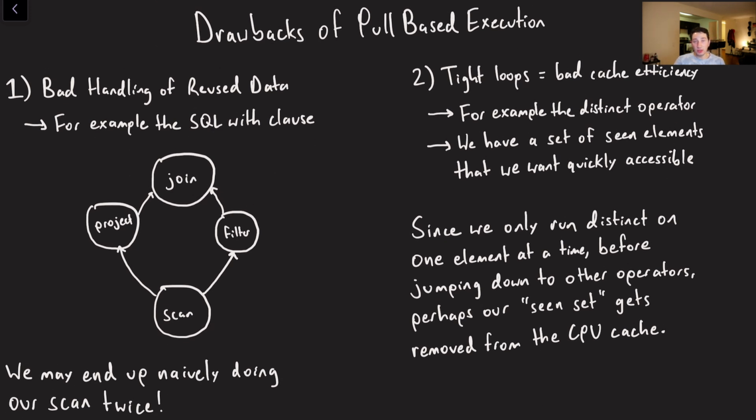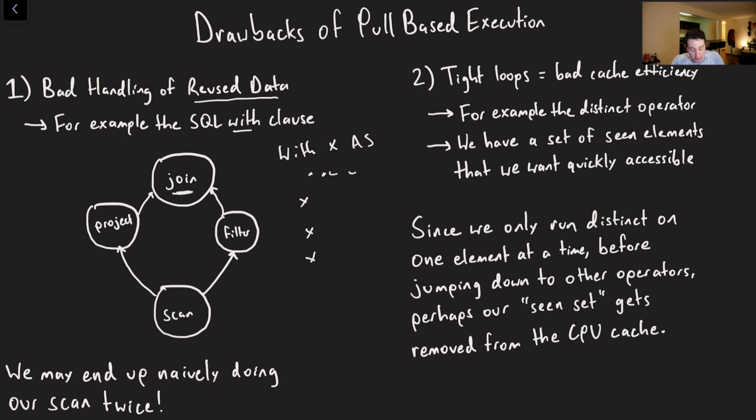So what are the drawbacks of pull-based execution such that we deviate from it here? Well, number one, we've got bad handling of reused data. So in SQL, you can have a with clause, right? So, with x as some sort of SQL query, and then you reuse x in multiple places down the line. So in this case, we actually have intermediate results that we would ideally only like to compute once. The problem with pull-based execution is that inherently every upper operator is asking the lower operators for data, and then the lower operators are recomputing that.